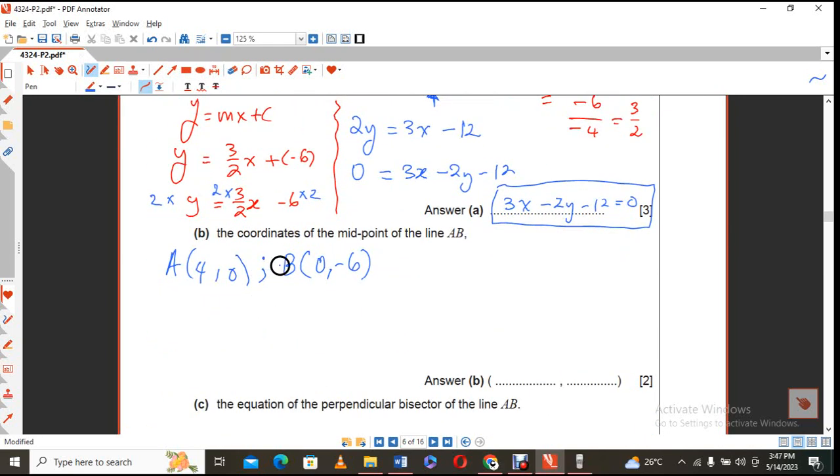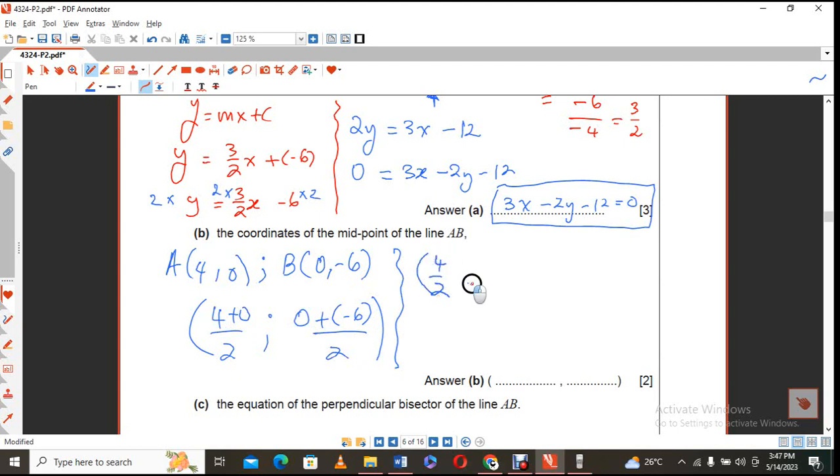Add the two x values. So we say 4 plus 0 divided by 2, and add the two y values, 0 plus -6. Then we're going to divide that by 2. Some calculators you may need to put brackets there, but eventually you have 4 over 2, comma, -6 divided by 2. Well, this is going to be 2 comma -3, and these are the coordinates of the midpoint.